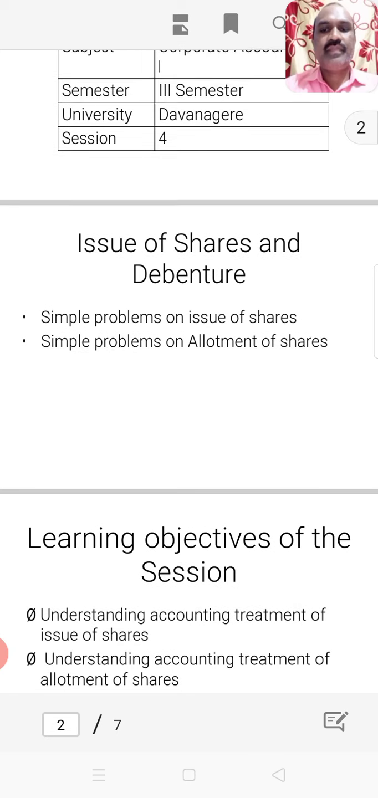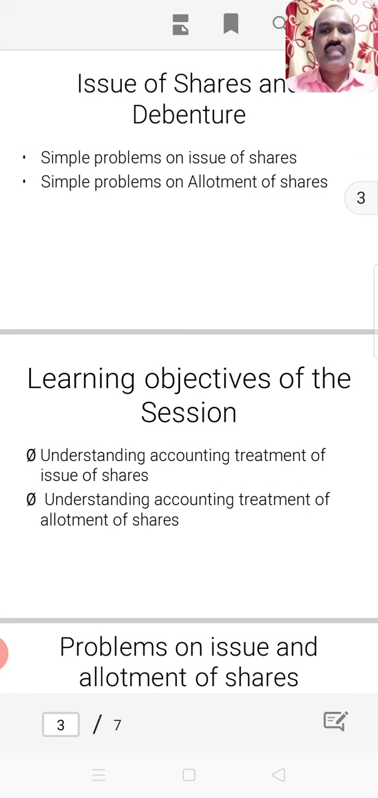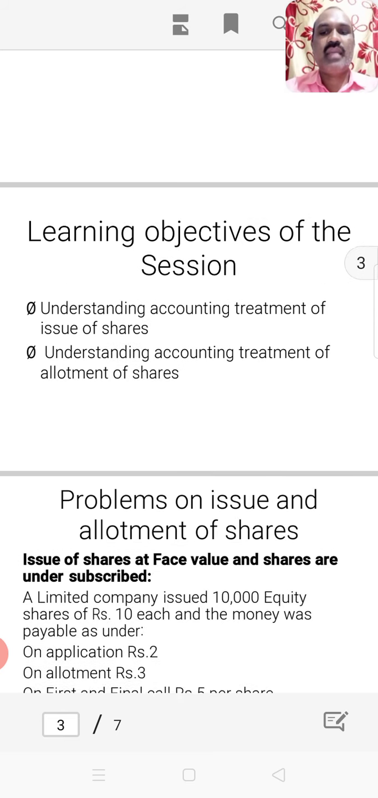of shares. The learning objective of this particular session is understanding the accounting treatment: how journal entries will be made in the books of accounts when a company issues shares and when the company allots those shares to the public.